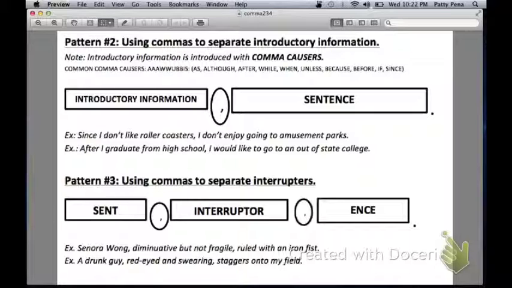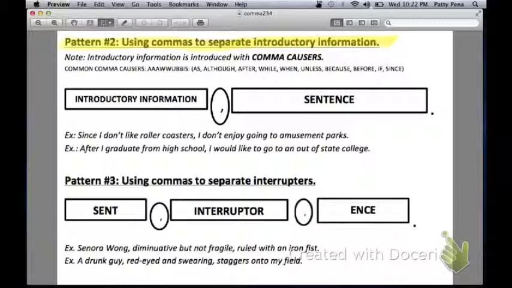So underneath pattern number 1 from yesterday, you are going to now add in pattern number 2, using commas to separate introductory information. And the title of the rule kind of tells you a lot. Introductory information is information that introduces the sentence. It comes before the sentence.